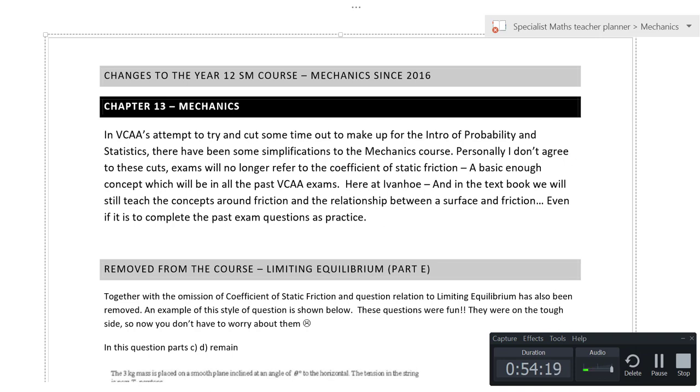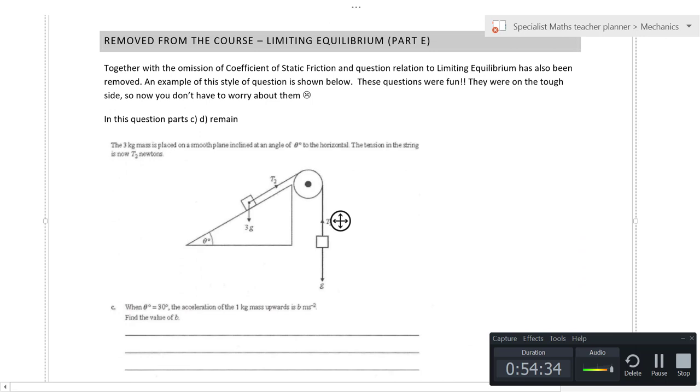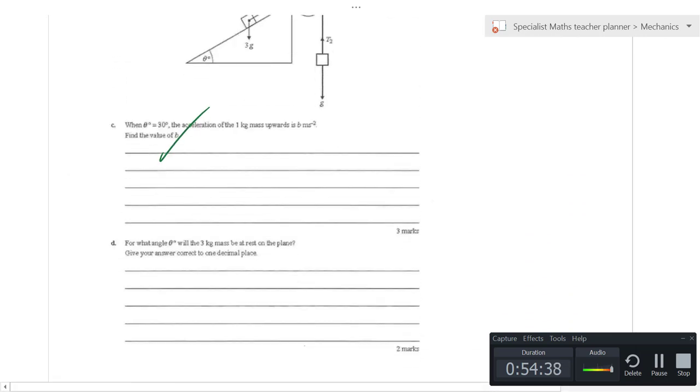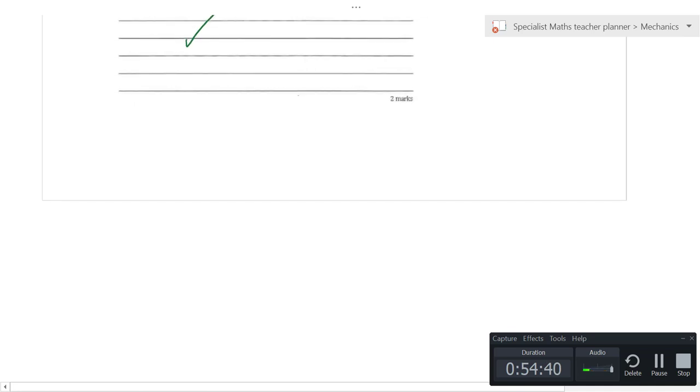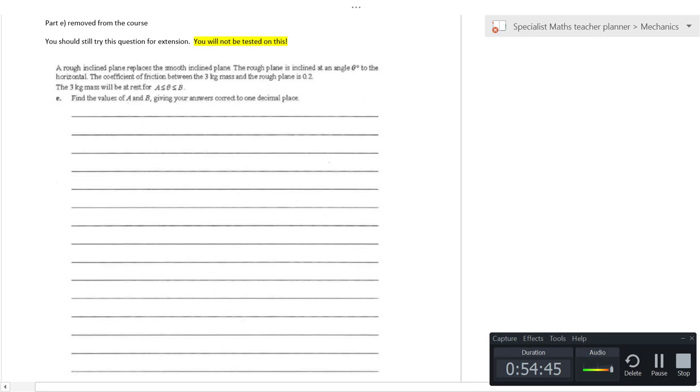That's what I think. Here at Ivanhoe and in the textbook as well, we will still teach the concepts around friction and the relationship between the surface and friction. What's been removed from the course? Of course, you can see here, this is a question where we've just done, that's fine. Okay, that is completely fine, but it's here. You will not be tested on this.